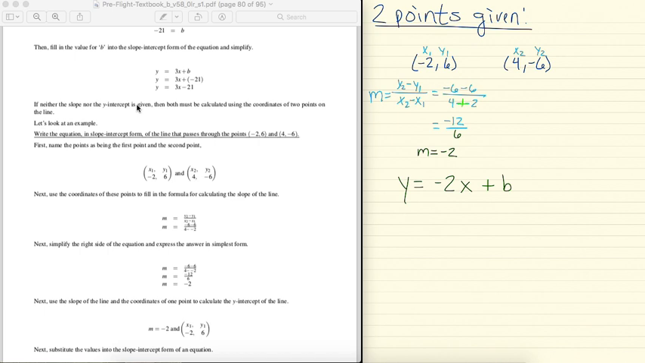From this point, we need to figure out what our y-intercept is. Now, we can choose either of the 2 points. We were given 2 points. It does not matter which one we use next to solve for b. I'm going to use the first one, (-2, 6), but it really does not make a difference. You could have used (4, -6), and you're going to get the same value for b as I do. So what I'm going to do now is use (-2, 6) to find b. Well, -2 is x and 6 is y, so I'm going to plug those in.